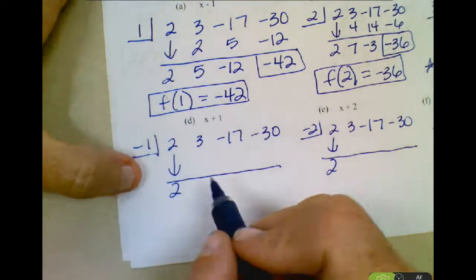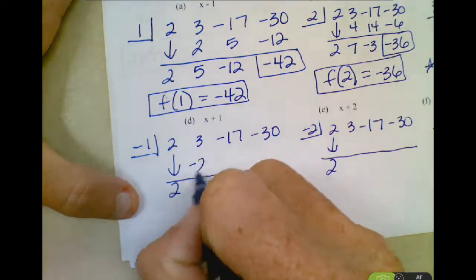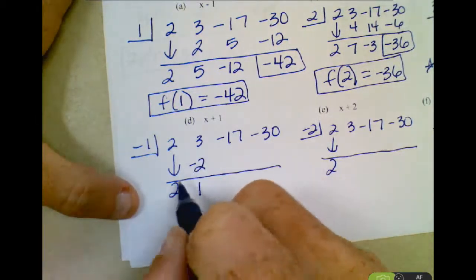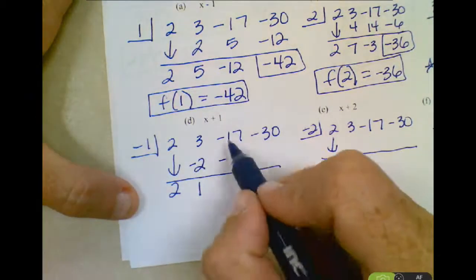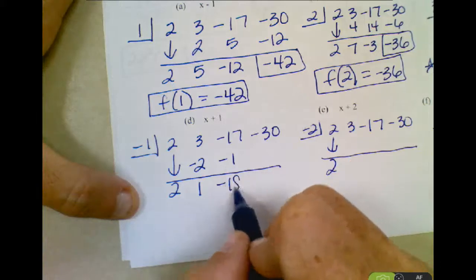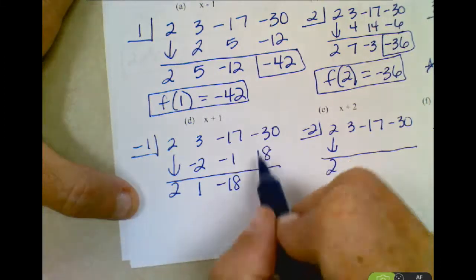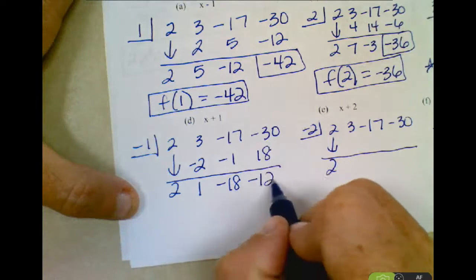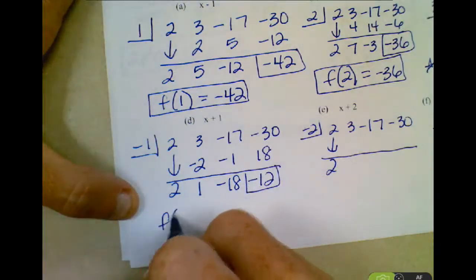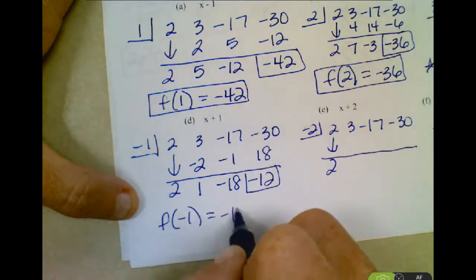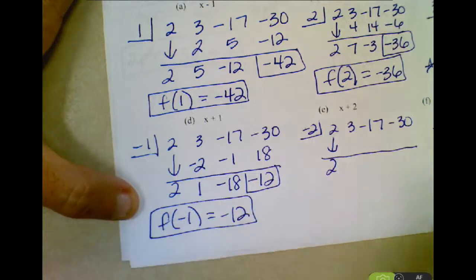Okay, so let's knock out the bottom row. 2 times negative 1 is negative 2. 3 minus 2 is 1. 1 times negative 1 is negative 1. Negative 17 and negative 1 is negative 18. Negative 1 times negative 18 is 18. Negative 30 plus 18 is negative 12. So f of negative 1 equals negative 12.